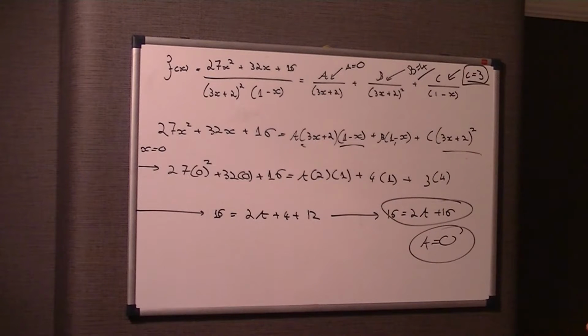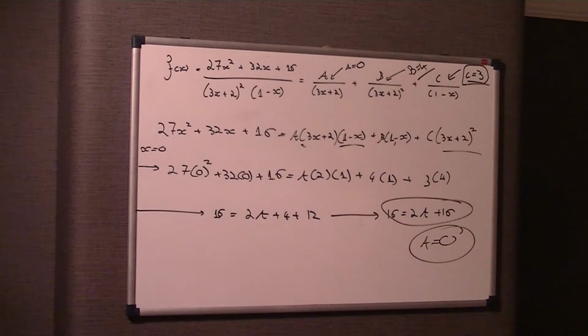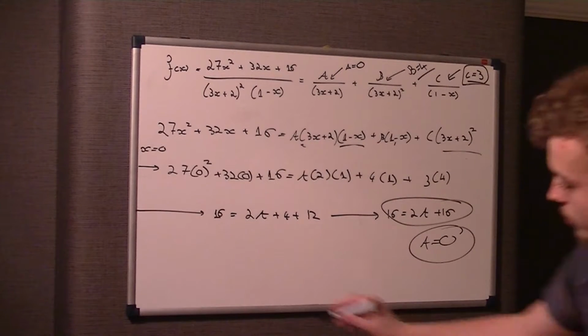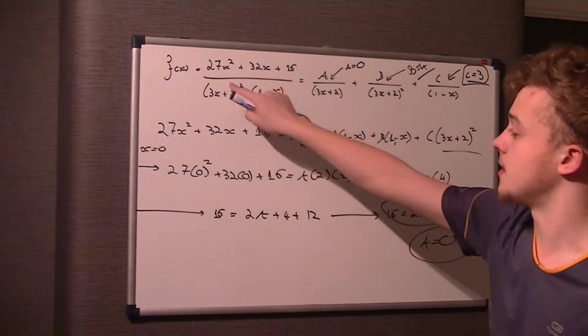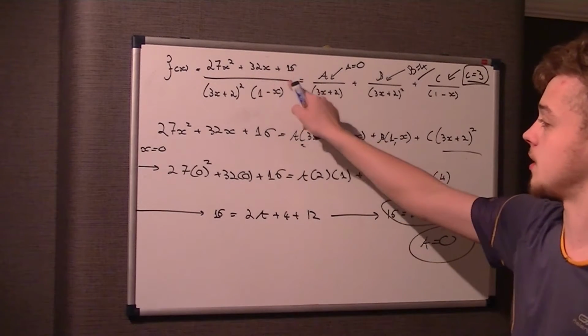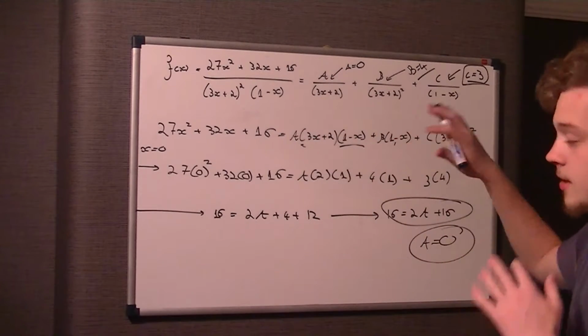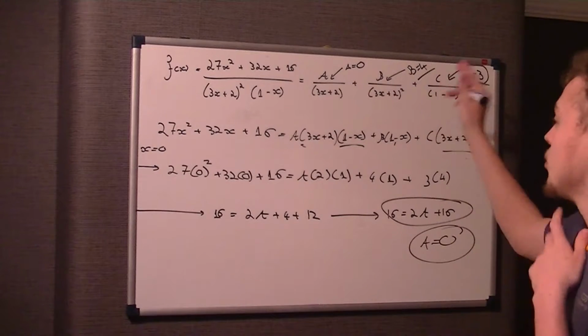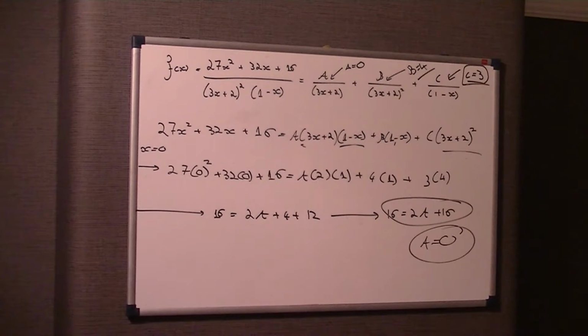And what you might want to do is write that out. Now I've just been lazy and said a is 0, b is 4 and c is 3. But really, if you were doing this, then you would write underneath all your working, you would write this whole equation out again, and you put 27x squared plus 32x plus 16 over this is equal to 0 over 3x plus 2, or you just ignore that factor, but I would still write it in, plus 4 over 3x plus 2 all squared, plus 3 over 1 take x.